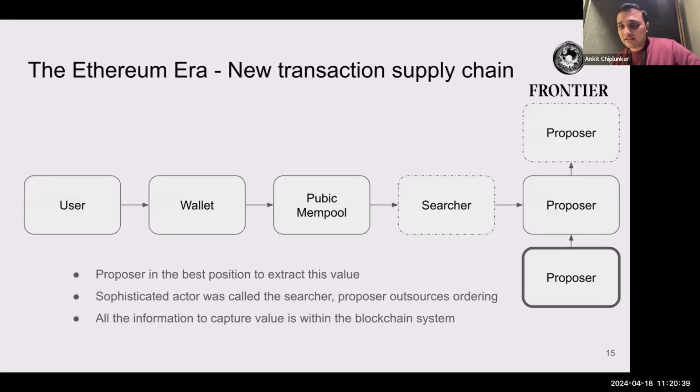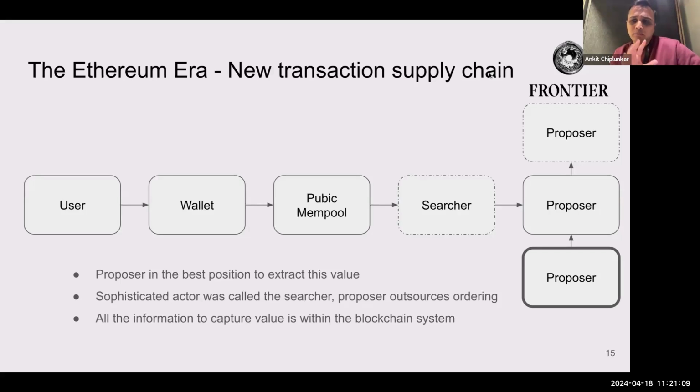And so basically that old transaction supply chain that was there since the Bitcoin time evolved, where there was a new entity in between called the searchers, between the public mempool and the proposer, which was trying to figure out how much value it can extract from the transactions that are publicly available in the mempool, and how to order the transactions. And this sophisticated actor was called a searcher.